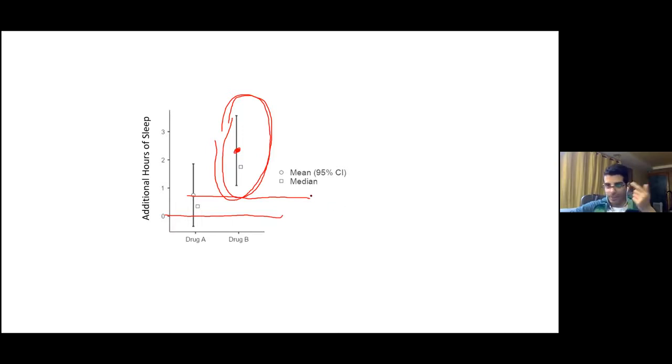No, right? No, it doesn't. That means that drug B, if you were to compare it, and we will compare it, to drug A, you're going to find that it's actually significant. So drug B not only looks better than drug A, if you actually compare it, no.